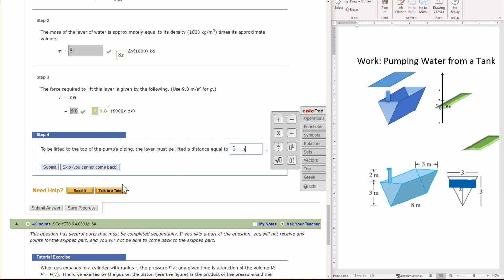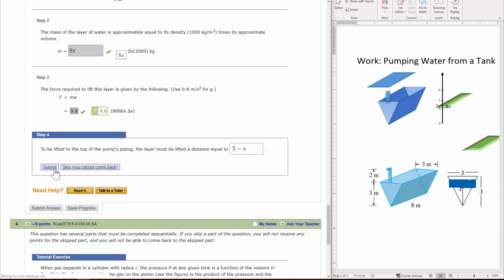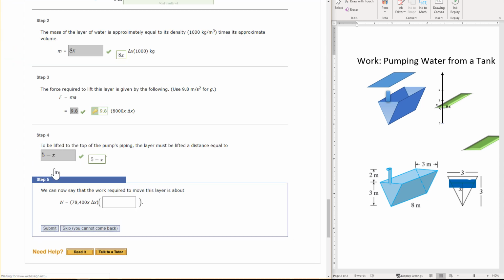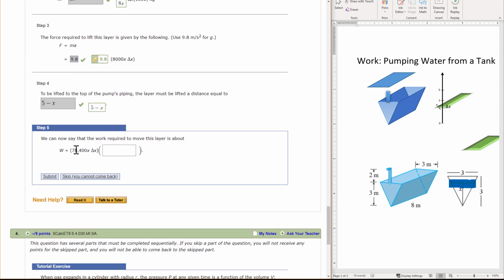If we were going to be technical about it, we would put this expression in a Riemann sum, then we would use x sub i's, and then we would add up a whole bunch of things, but they're not being too technical about this. So what can we say about the work required to move this one layer above? It looks like maybe they've multiplied 9.8 and 8,000 to get 78,400 x times delta x.